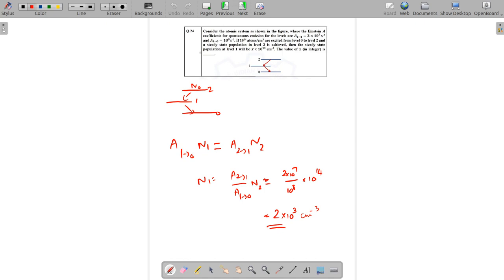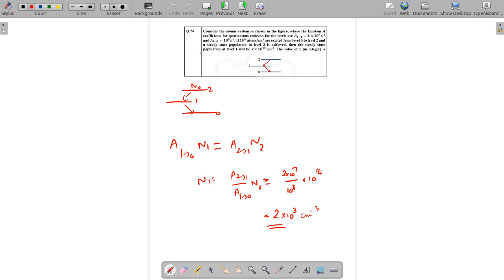Next one. Consider the atomic system as shown in the figure, where the Einstein coefficients A for spontaneous emission for the levels are A 2 to 1 equals 2 into 10 raised to 7 per second, and A 1 to 0 equals 10 raised to 8 per second. If 10 raised to 14 atoms per centimeter cube are excited from level 0 to level 2 and the steady state population in level 2 is achieved, then the steady state population at level 1 will be x into 10 raised to 13. So what is x?